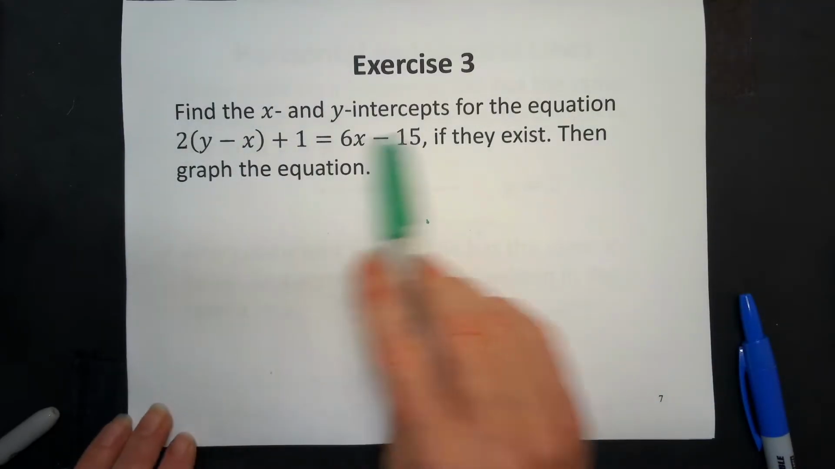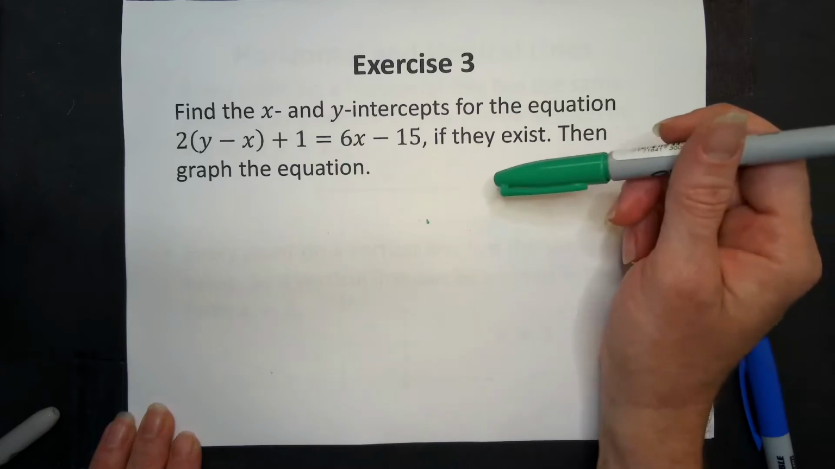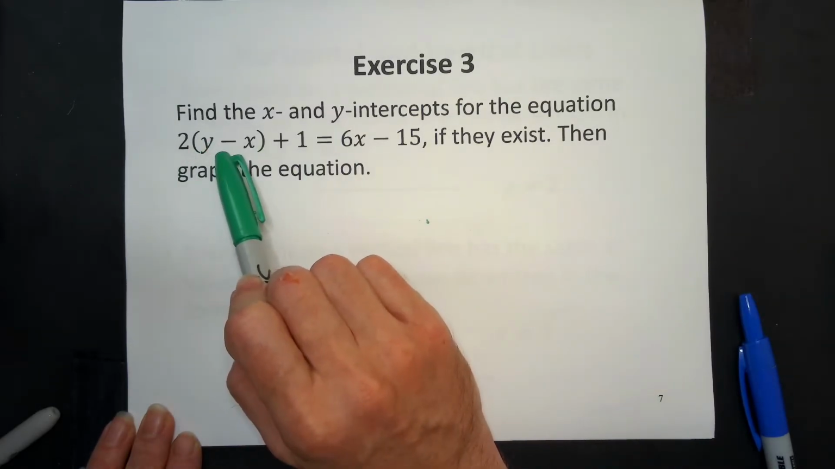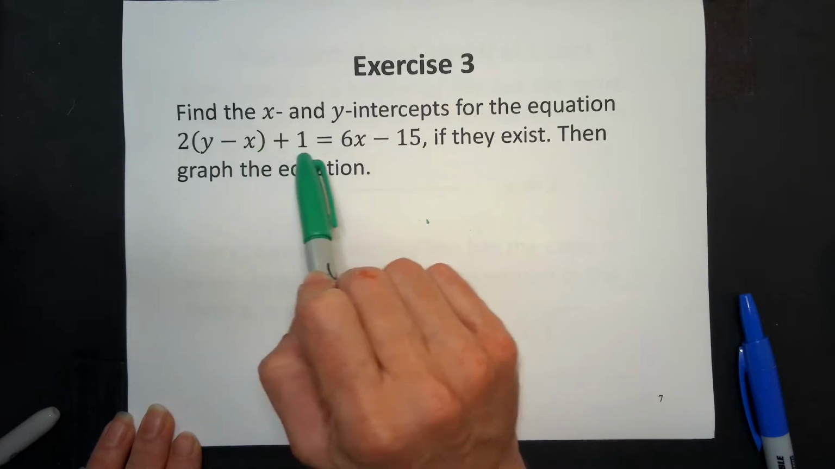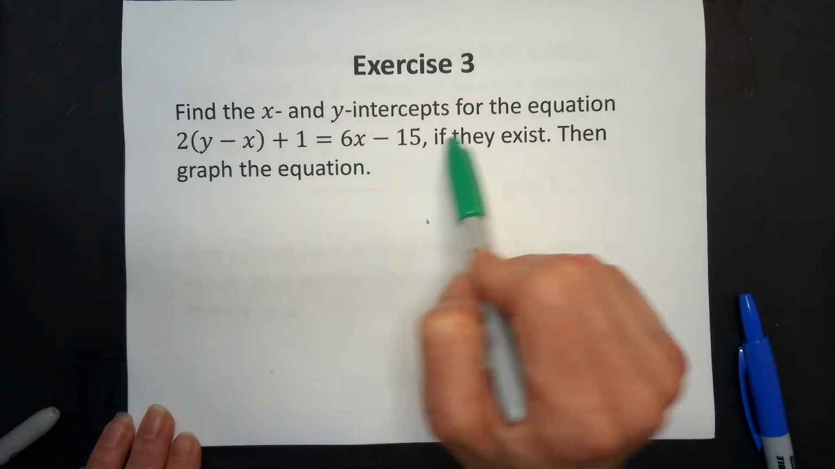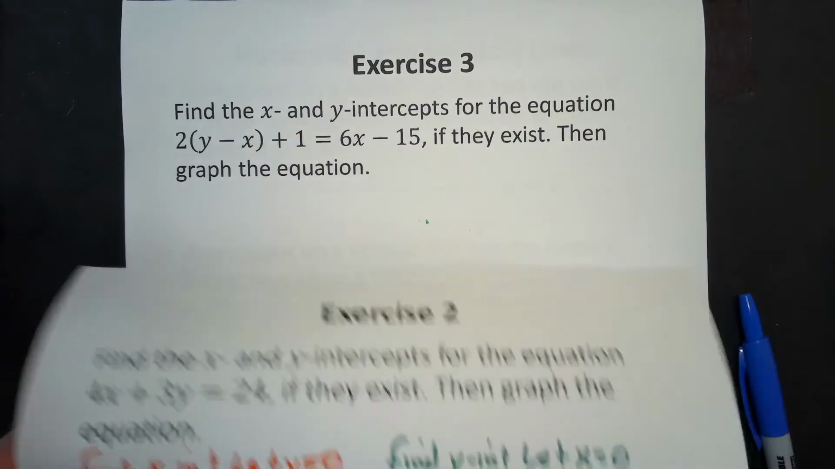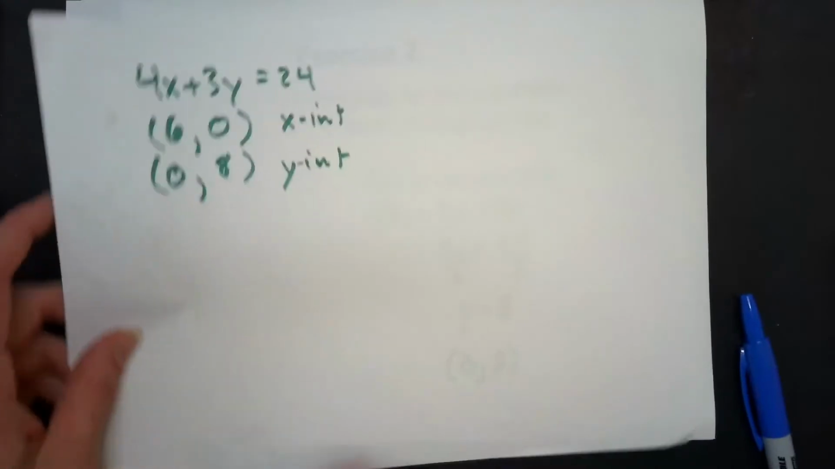Next it says find the x and y intercepts for the equation. And here they don't put it in standard form. They give us 2 times y minus x quantity plus 1 equals 6x minus 15. Oh, I was supposed to graph it. I forgot to do something on this one.